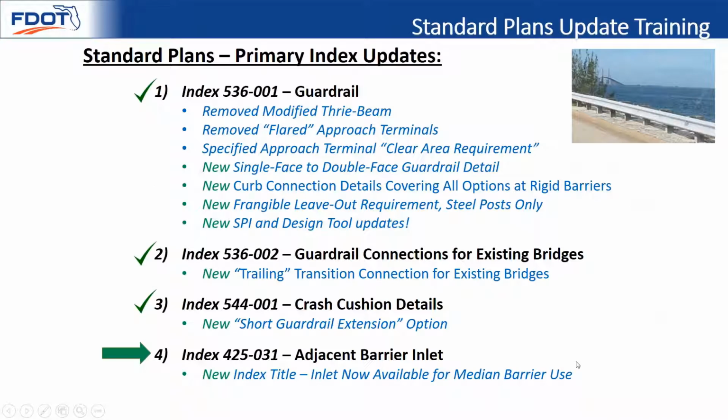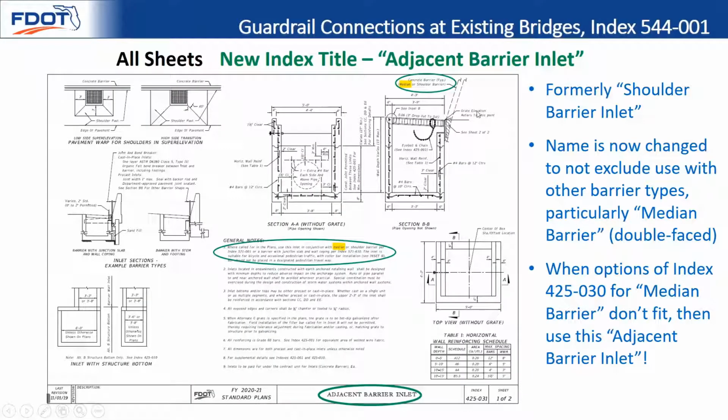All right, so with that, I've got one more change to index 425031, adjacent barrier inlet. We basically updated the title, and I'll go ahead and explain why. The new index title is adjacent barrier inlet, formerly known as shoulder barrier inlet. Previously, we were coordinating these inlets with the type of barrier. So we had median barrier, shoulder barrier, and then curb and gutter barrier, and that all corresponded exactly to the type of barriers used. But the issue with that was calling this the shoulder barrier.